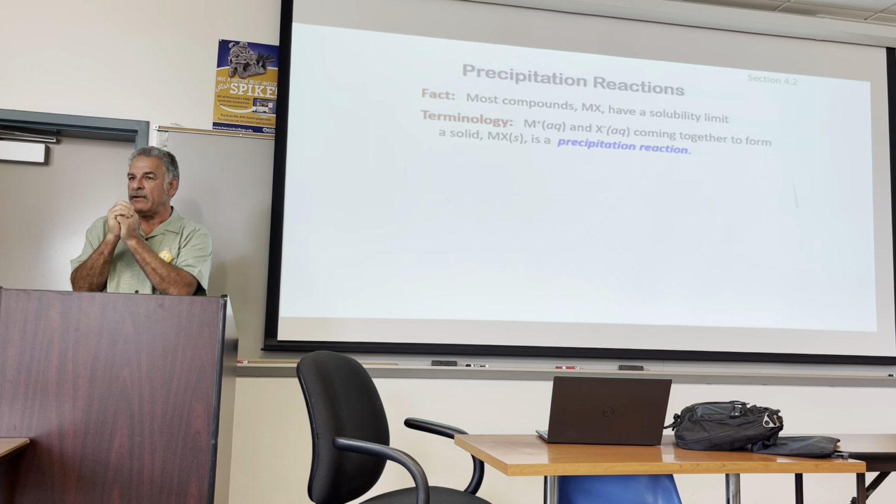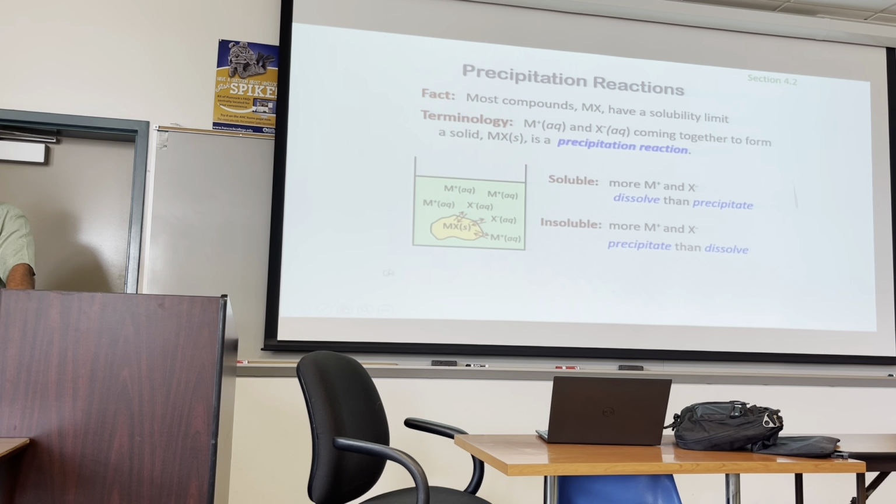So here's what we call a beaker drawing. If you're ever asked to do a beaker drawing, all that means is you don't have to use the colors, but it's kind of cute. So you have M plus in there, X minus, they come together, going back and forth, and then they drop out. This is supposed to be insoluble, the yellow.